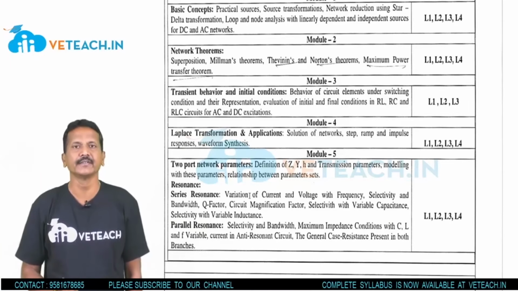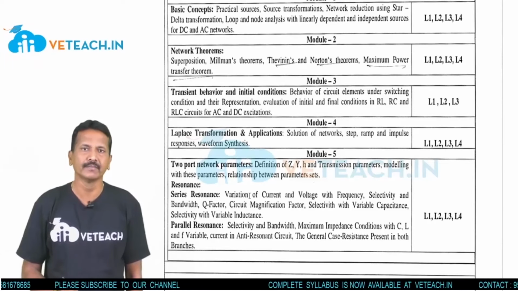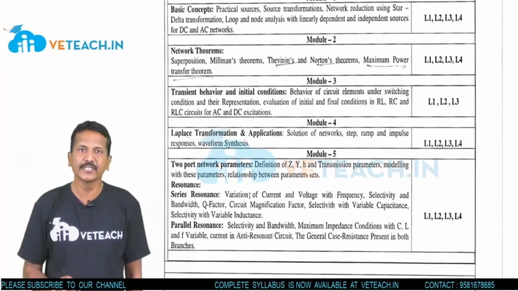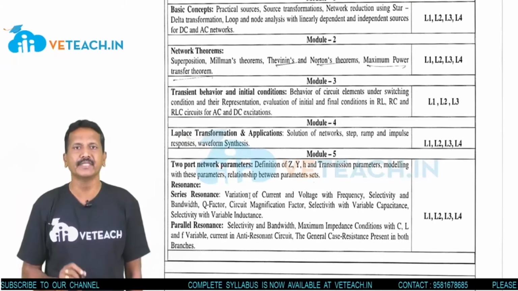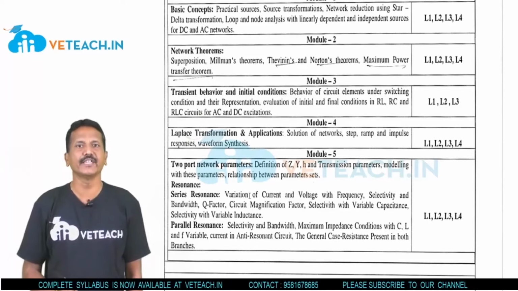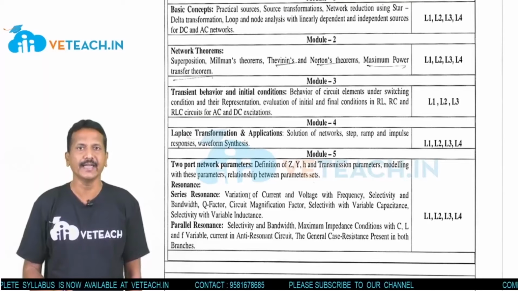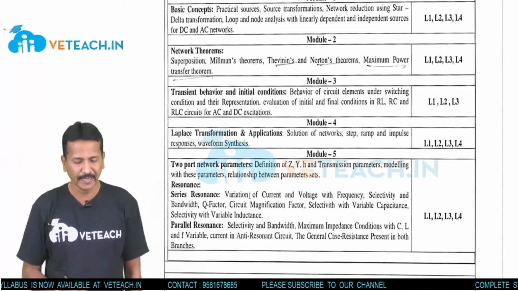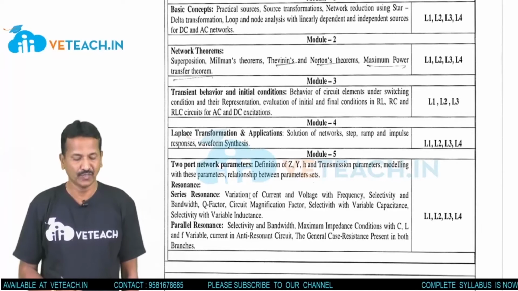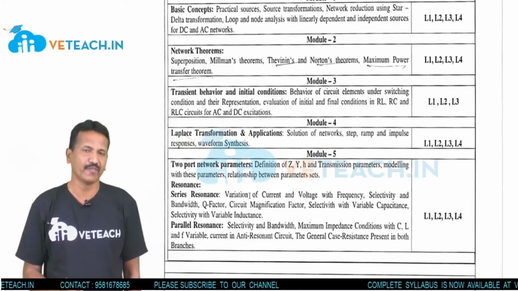For example, students, a switch is there. A switch has two conditions, on and off. The changing from on to off, off to on, with a small change in time, that we call a transient. So transient analysis is also very important with respect to loads like R, L and C. In this module 3, we discuss the behavior of circuit elements, switching conditions, in terms of initial value as well as final value.